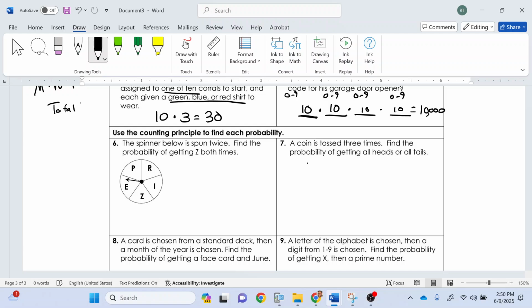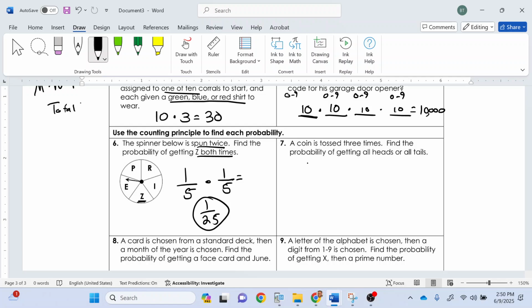All right. The spinner is spun twice. What's the probability of getting Z both times? What's the chance of getting Z one time? Well, that's 1 out of 5. Now, what's the chance that when you hit the spinner again, you get Z again? The spinner does not remember if you got Z last time, so it's again 1 out of 5. So your final answer is 1 out of 25.